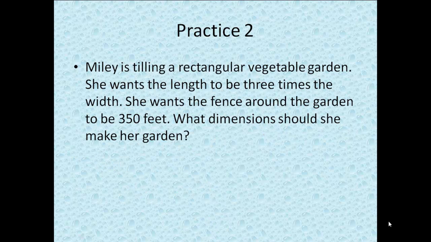So here's practice 2. Miley is tilling a rectangular vegetable garden. She wants the length to be 3 times the width. She wants the fence around the garden to be 350 feet. What dimensions should she make her garden?